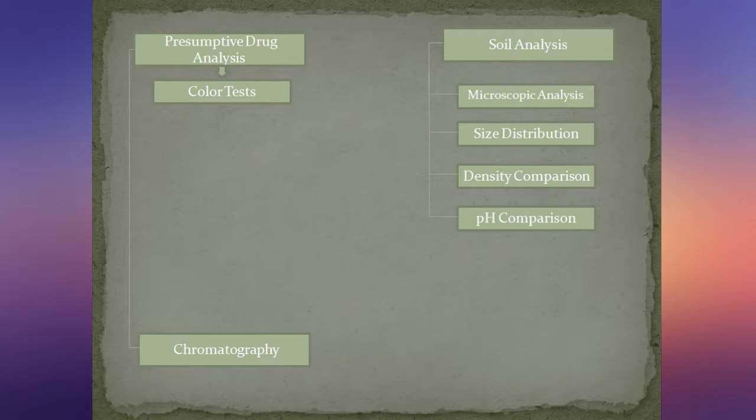Soil analysis. Microscopic analysis. They use a microscope to observe a small portion of each sample. The stereoscopic microscope magnifies the tiny surface features of the sample.